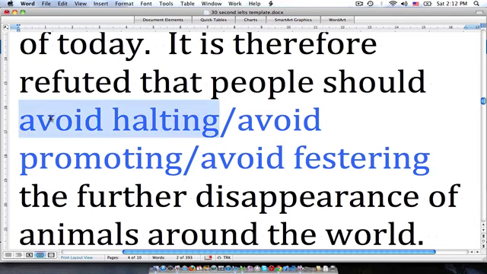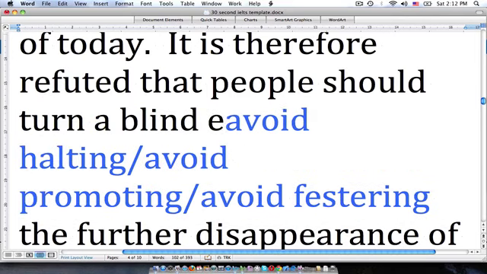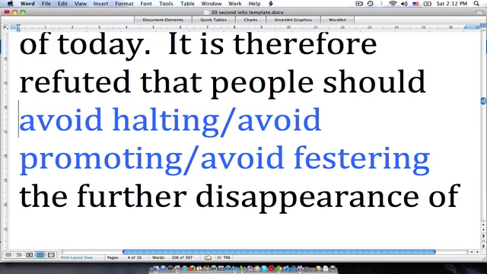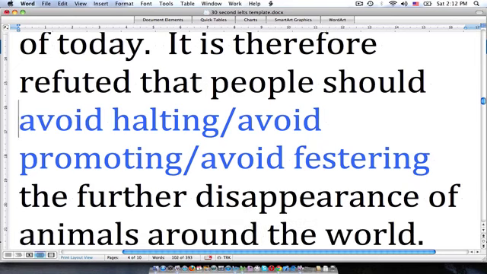So what we're saying is that we're refuting the idea that people should turn a blind eye, which is a phrase that sort of means to pretend that you don't see, or ignore to a certain extent. So halt means to stop. So we're saying that we're refuting the idea that people should avoid the stopping of the disappearance of animals around the world. Now, of course, we're not going to say avoid promoting.